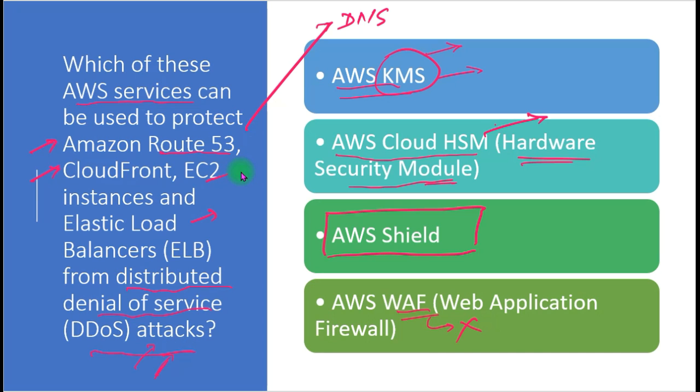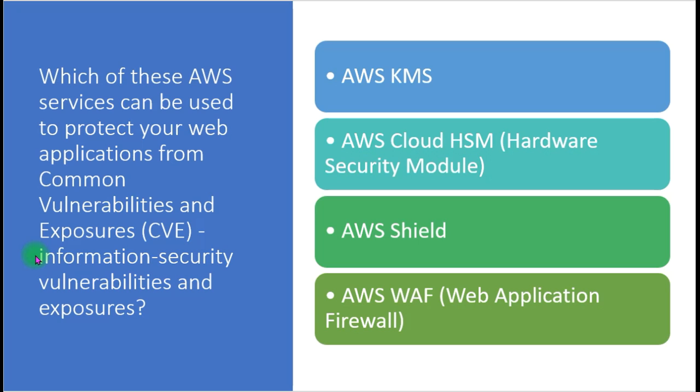Let's talk about the next question now. In this question they are asking which of these AWS services can be used to protect your web applications from common vulnerabilities and exposures, that is, information security vulnerabilities and exposures.